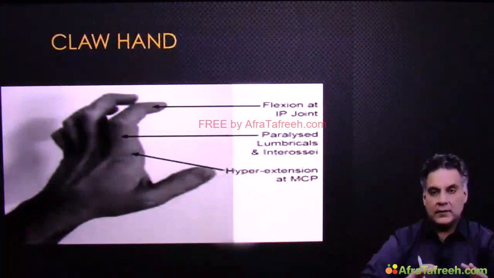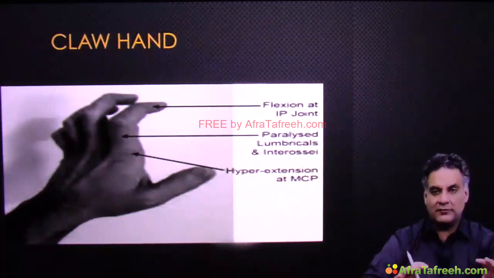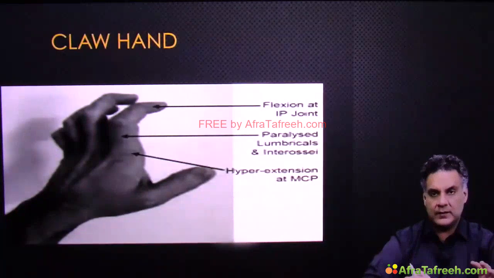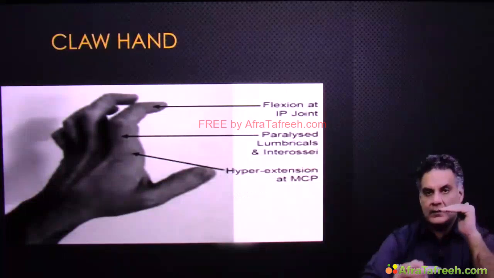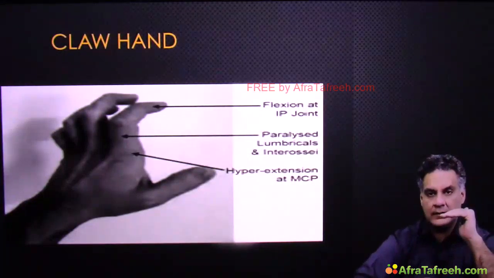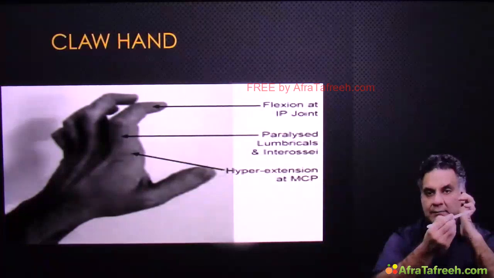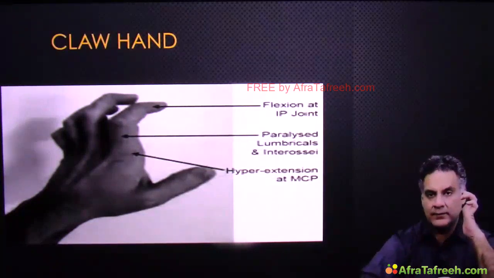Claw hand. Classically, absent functions of lumbricals. So lumbricals make an L: flexion of the MCP and extension of the interphalangeal joint. Claw hand is the opposite: hyperextension of the metacarpophalangeal joint and flexion of the interphalangeal joint.